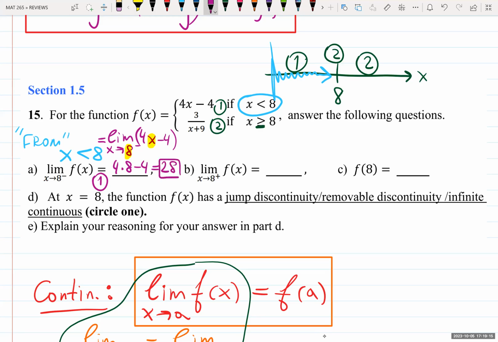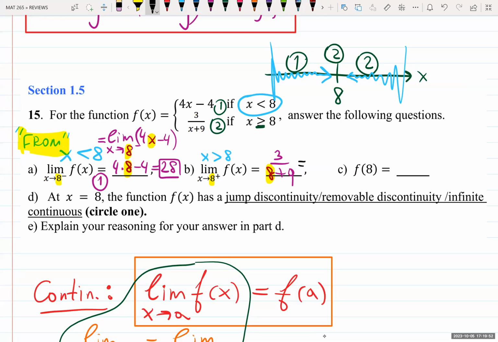Now let's see what's happening from the right. The same idea happens from the right. X is bigger than 8, or from the right. We need to use function number 2. I'll skip the explanation. I'm just going to plug in 3 over 8 plus 9. So I'm plugging 8 everywhere, and I'm ditching the plus sign over there. The plus sign only tells me the direction we're moving, from the left or from the right. So after this, when you plug in numbers, it doesn't matter anymore.